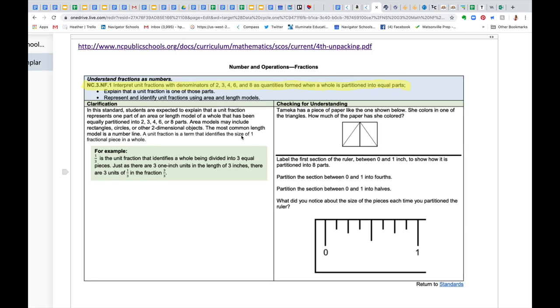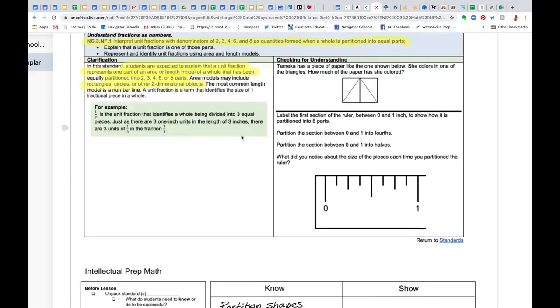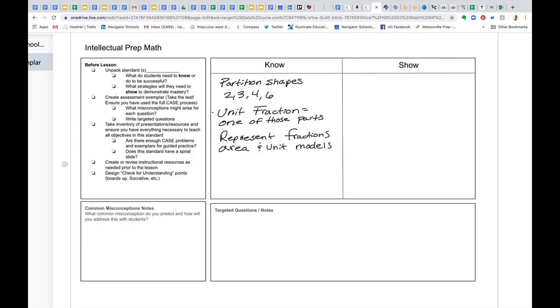So for clarification, students are expected to explain that unit fractions represent one part of the area and length of the model. Yep, we already have that down there. We already have that we're partitioning into 2, 3, 4, 6, or 8 parts. Okay, here we go. Area models may include rectangles, circles, or other two-dimensional shapes. So I want to make sure that in my show portion over here, students are going to have to represent an area model using either a circle, a rectangle, a square, or a set of objects. So I want to make sure I represent a set here as well.